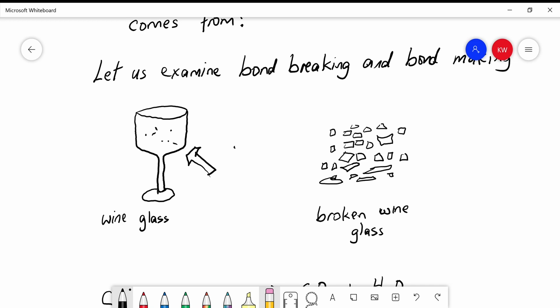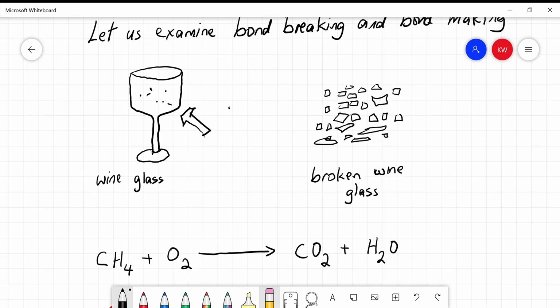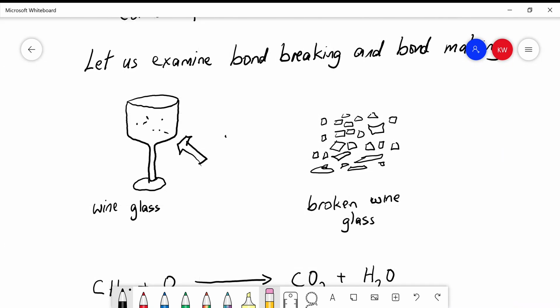So whenever we have bond breaking, we know that energy is absorbed. The same thing is true for the opposite. If we have bond formation, energy is given out. So to break a bond, we need to absorb energy. And try to remember this by thinking about this wine glass. This wine glass is not going to shatter by itself. It must have absorbed some energy for it to be broken.